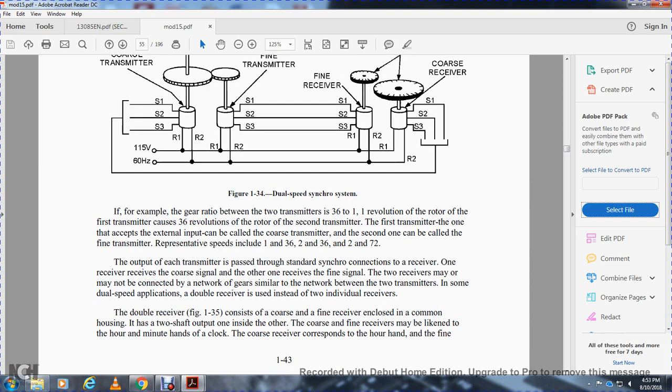This is the one with the external input that can be coupled with the coarse transmitter, and the second one coupled with the fine transmitter, with the representative speed, including the 1 and 36, the 2 and 36, and the 2 and 72, with the output with each transmitter base.